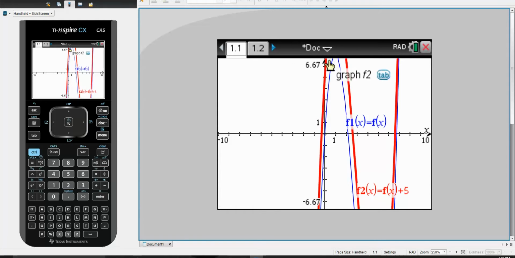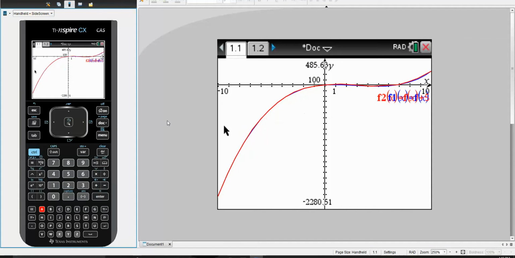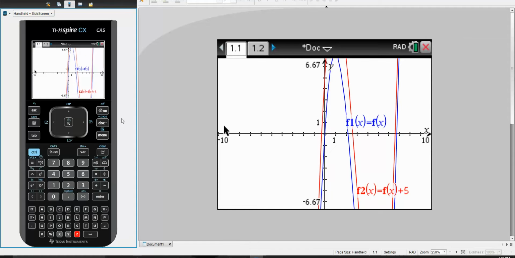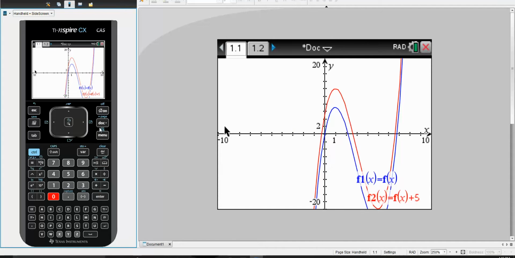Maybe I can zoom out menu 4A just so you can, oh, it's terrible. How do I go back? Okay, menu 4.1, let's make it -20 to 20. You see, it's just a shift. See, all I'm doing is the plus W has only shifted it up.